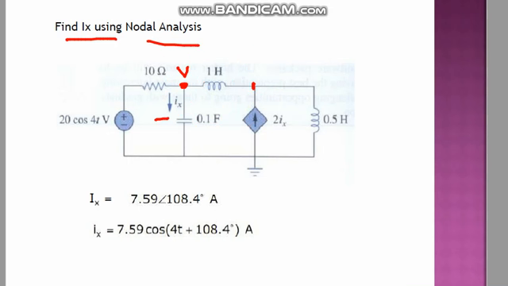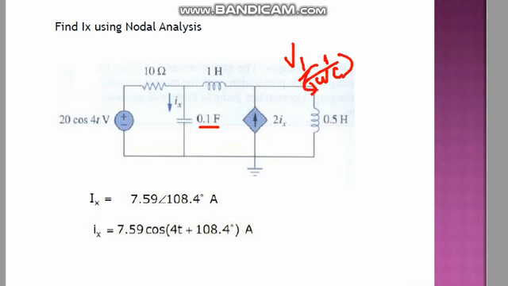Okay, so the hint is that it will be V1. If you take V1, that will be j omega L naught, 0.1 farad, 1 by j omega C, 1 divided by j omega C. Then you can calculate it. That is on your own. You have to calculate it on your own.